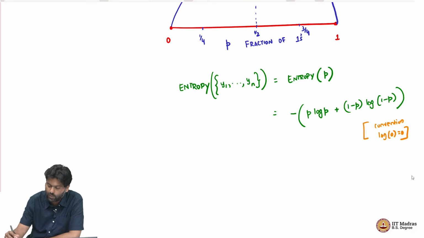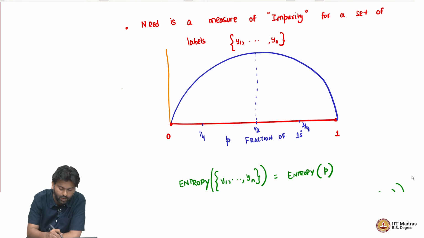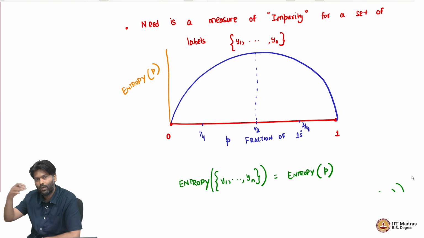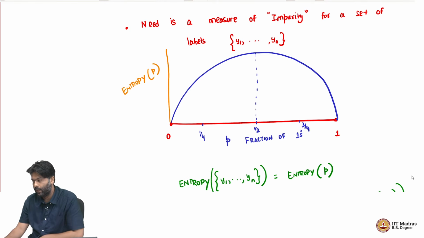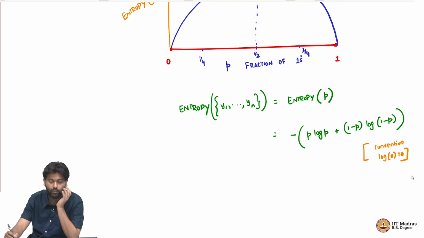This is one possible function which captures our notion of impurity, and basically what you would get if you plot it is just the entropy of p. What I am plotting on the y axis is just entropy of p. It will look like this. It is a concave function. So this is a reasonable measure of impurity.